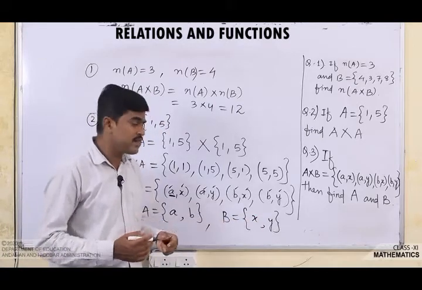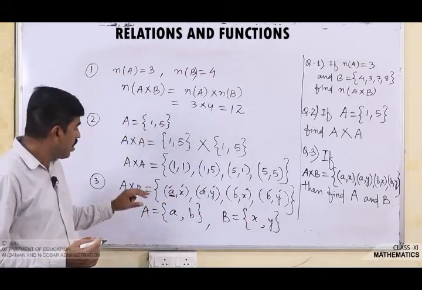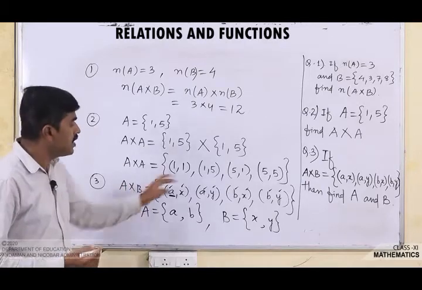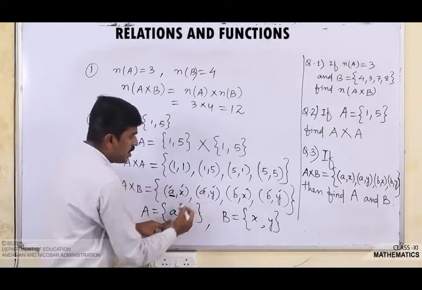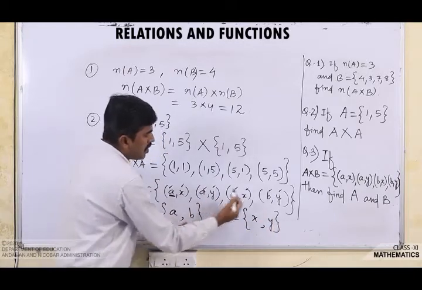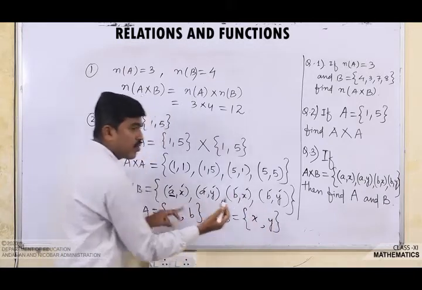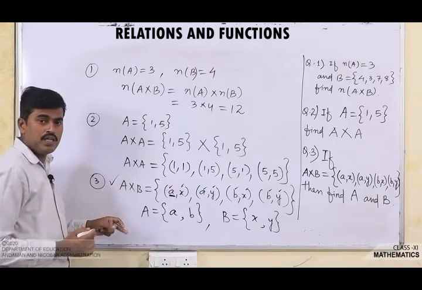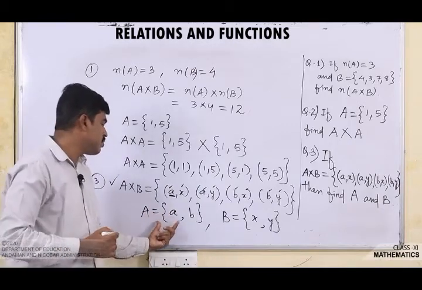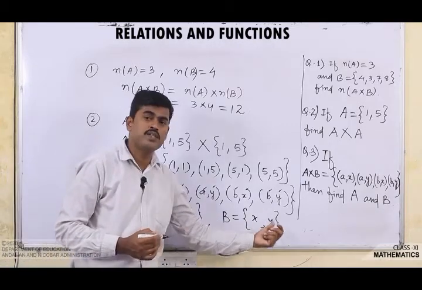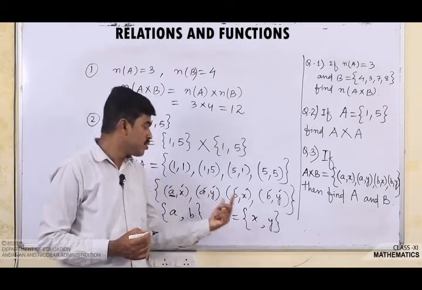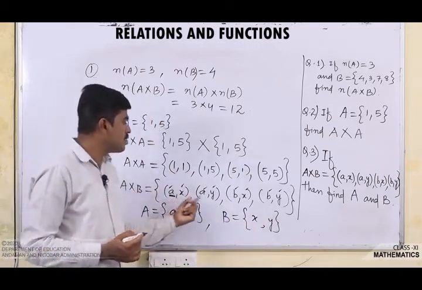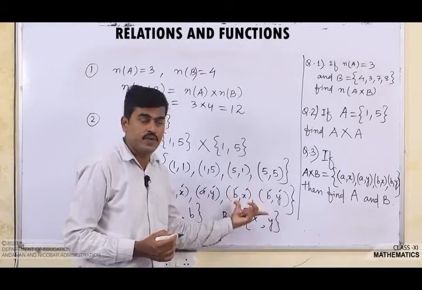Now we can check this answer also. How to check? Just find A cross B. How to make ordered pairs? (a, x), (a, y), then (b, x), (b, y). We are going to get this A cross B only. So what is the answer? A = {a, b} and B = {x, y}. That means A contains 2 elements, B also contains 2 elements. So the number of elements in A cross B is 1, 2, 3, 4. 2 twos are 4.